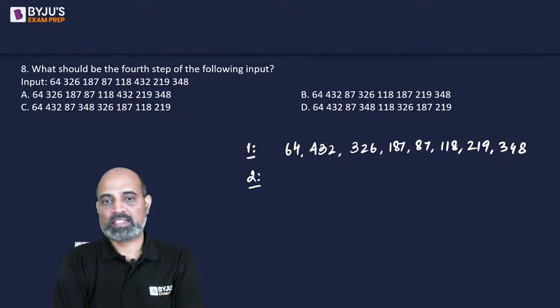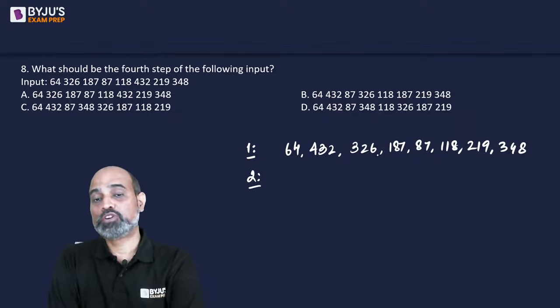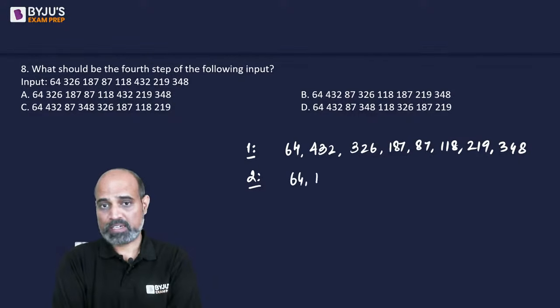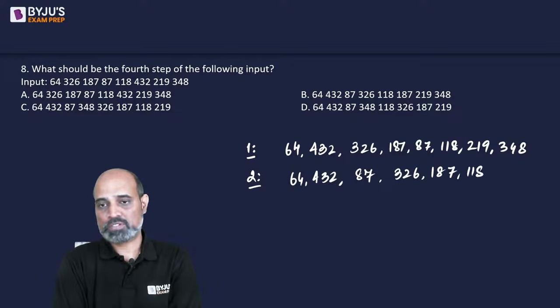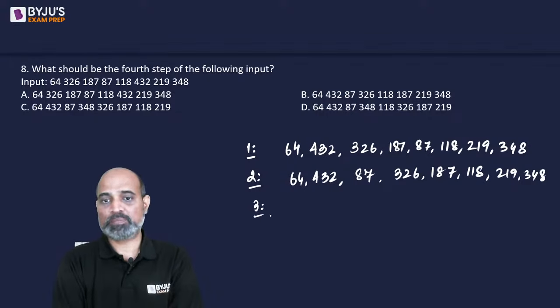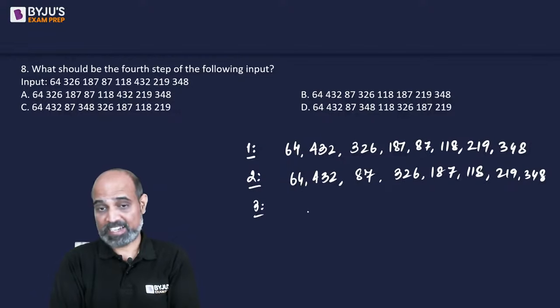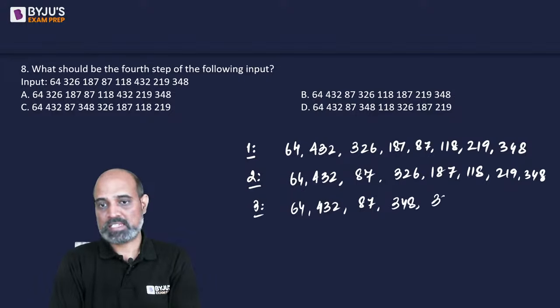Now, in the next step, after 432, we need to have the second smallest number. Second smallest number is missing. So we need to bring in the second smallest number, which is 87. When 87 comes in, every other number shifts. Now in the third step, second largest number should come in. Now 348 is the second largest number. So when 348 comes in, everything else gets pushed.